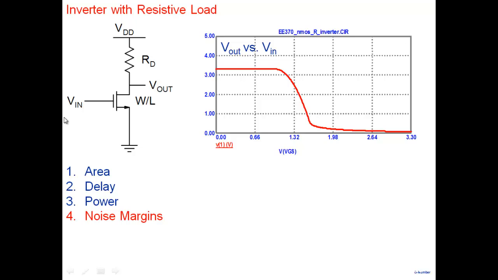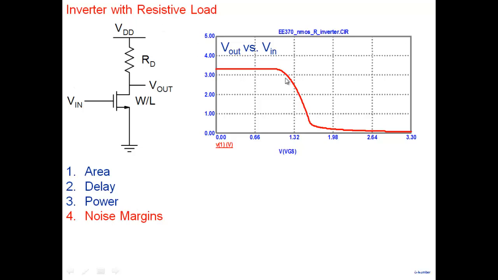Our first inverter, the simplest inverter that we can form. All that discussion was related to how we define noise margin. These are the things that we are looking for, not just from an inverter but from any digital gate, NAND gate, NOR gate, whatever. Area, how much area does it occupy? How much delay does it have? How much power does it consume? And how robust is your design in the presence of noise, measured in terms of noise margin.